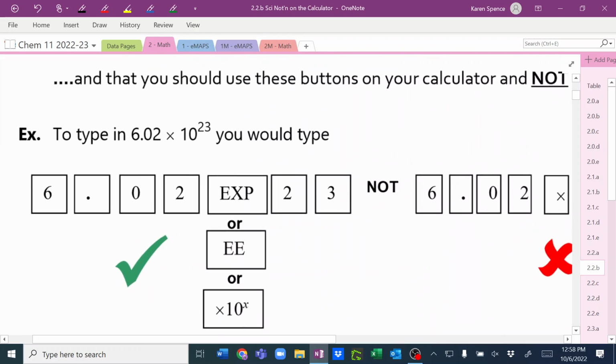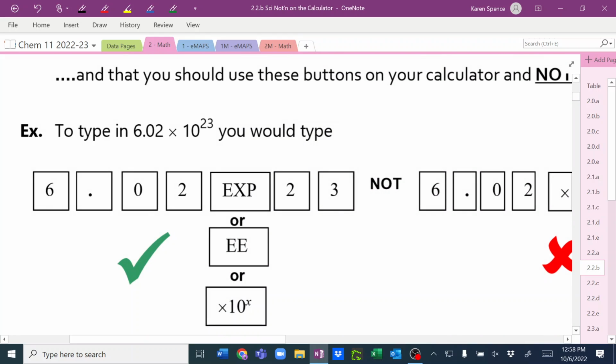6.02 times 10 to the 23 is a really big number. It's a number in Unit 5 that you will become super familiar with. It is the number of particles in 1 mole of particles. So if you are going to type this on your calculator, you will literally punch 7 buttons. 6.02, that part's easy. Everyone punch that into your calculator. 6.02. And then you're going to press either, whichever one your calculator has, EXP or EE or times 10 to the X, and then 23.